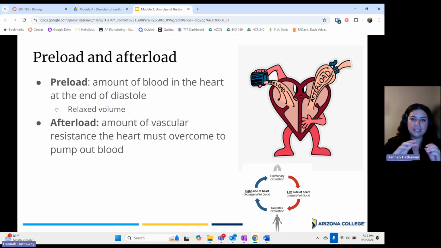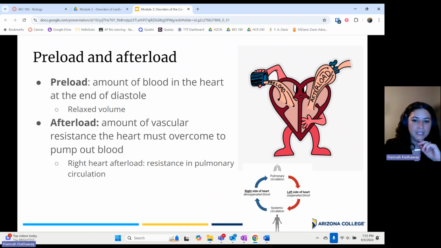Afterload, on the other hand, is essentially pumping the blood out of the heart and how hard it is to do that. So it's the amount of vascular resistance, meaning how narrow those arteries are and how hard the heart is having to push to pump the blood through those arteries. So depending on which side of the heart we're talking about, the afterload is going to be different. Remember, the right side of the heart pumps blood to the lungs, the pulmonary circulation. So right heart afterload is specifically the resistance to pump blood to the lungs.